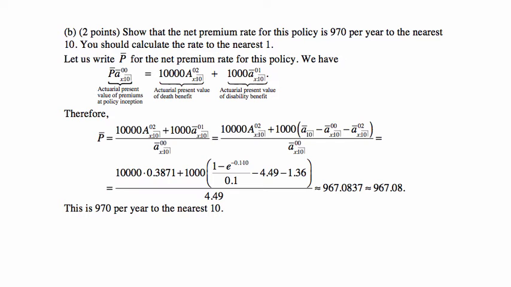The life insurance benefit value is given. Of course, it's 10,000 times the value per unit. The deterministic annuity, that's just 1 minus v to the n over delta. You should know this from exam FM. And then the other two are given. We plug in everything, we have the answer. And it's approximately 967.08 or 967 to the nearest 1. And of course, this is 970 per year to the nearest 10.